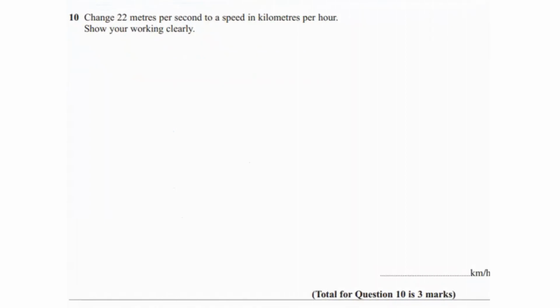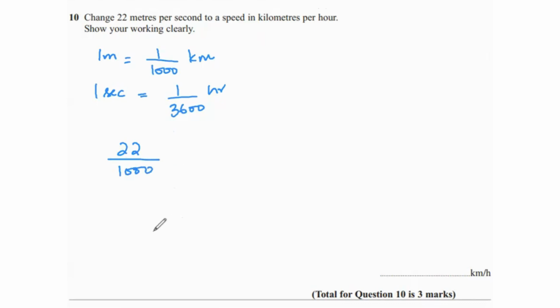Now, this question is very similar to the first question that we did, but the only difference over here is that we're going from meters per second to kilometers per hour, going from a small unit to a bigger unit. So 1 meter is 1/1000 kilometers, and 1 second is 1/3600 hours. So to convert 22 meters into kilometers, first we divide it by 1000.